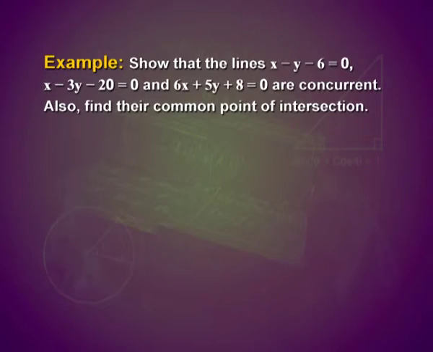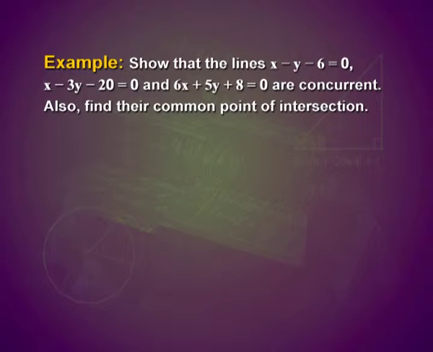Now, let us solve another example here. Show that the lines x minus y minus 6 is equal to 0, x minus 3y minus 20 is equal to 0 and 6x plus 5y plus 8 is equal to 0 are concurrent. Also, find their common point of intersection.